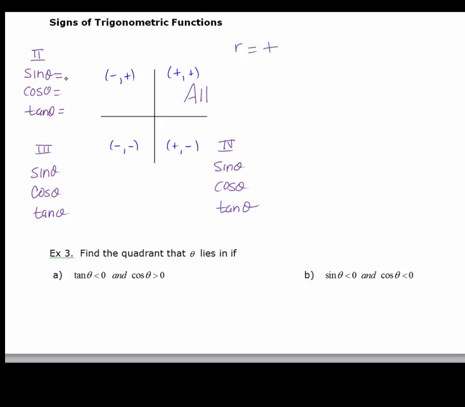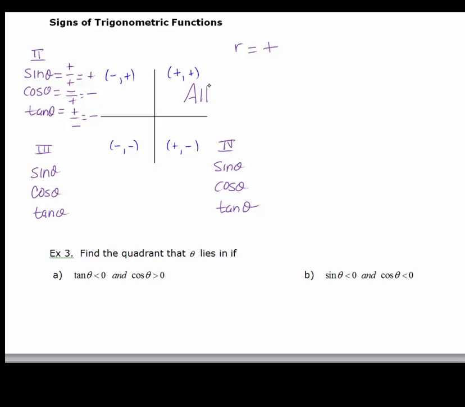So sine is equal to y over r, and so y is positive, and if the radius is positive, well, when you have a positive divided by a positive, you'd get a positive. The cosine is x over r, so that would be negative over a positive, which would be negative. The tangent is y over x, which would be positive over negative, which would also be negative.